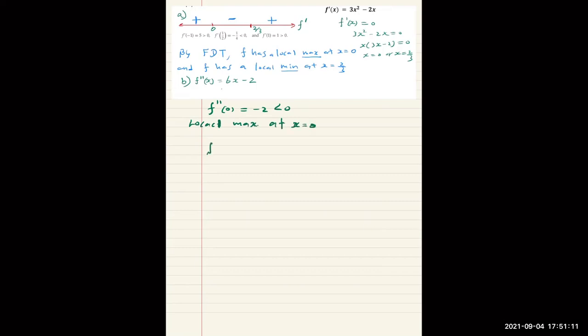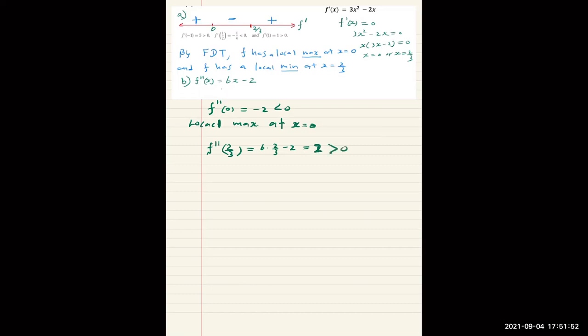And then let's check the other critical point, 2 over 3. F double prime of 2 over 3 is equal to, you compute that if you plug in 2 over 3 in this function, 6 times 2 over 3 minus 2, which will be equal to 1. Pardon me, it is 2. Okay, so that is positive.